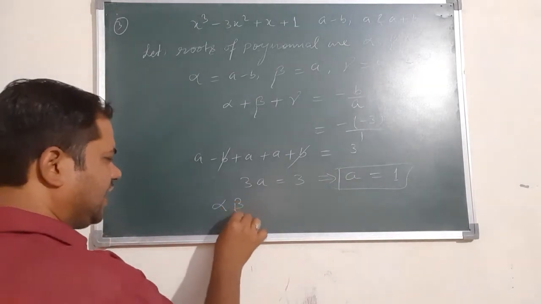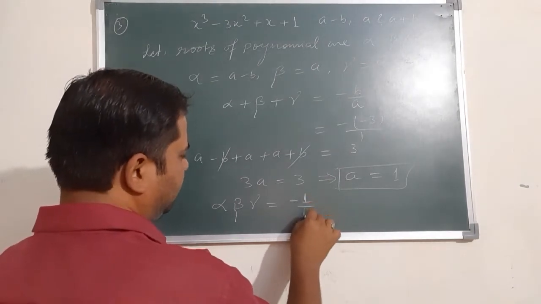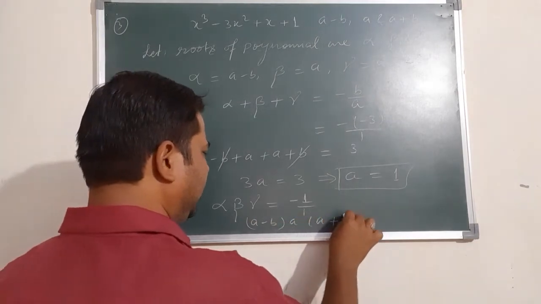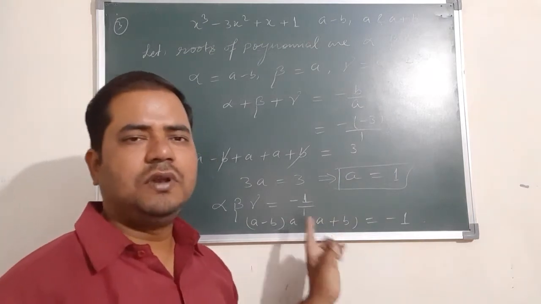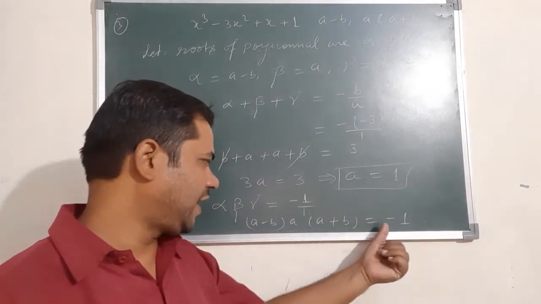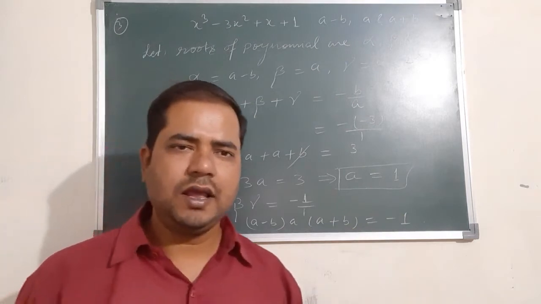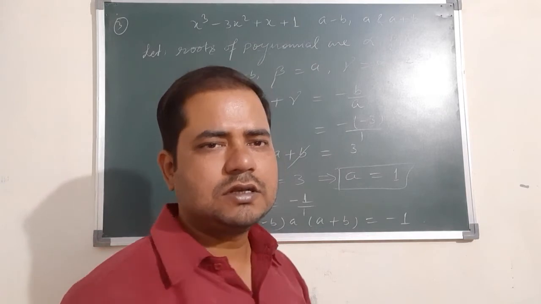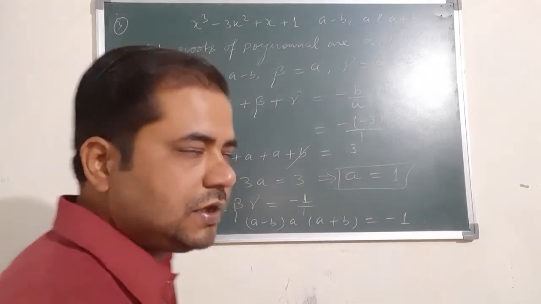Similarly, alpha beta gamma is minus d by a, that is minus 1 by 1. So (a minus b) times a times (a plus b) is minus 1. Now put the value of a here, you will get the value of b. So you can do it by yourself. a we had already found, but b you can find after putting the value of a. So note it down, and then after that we shall discuss the next question. One more question.